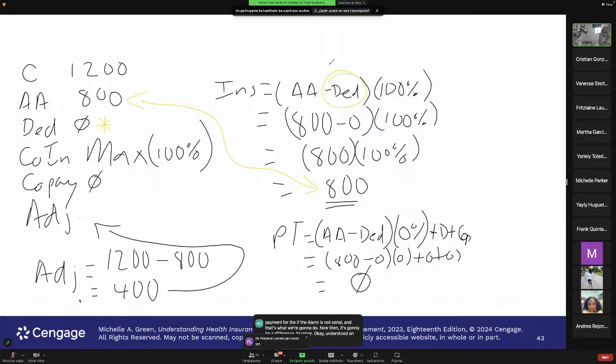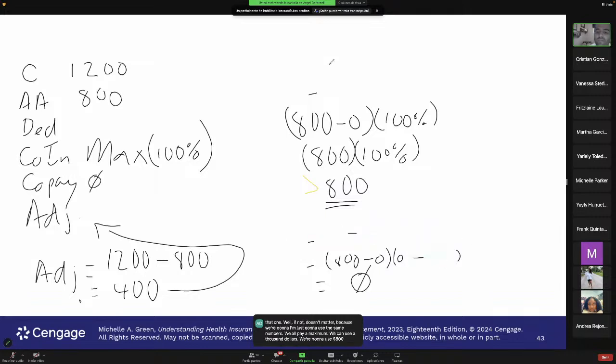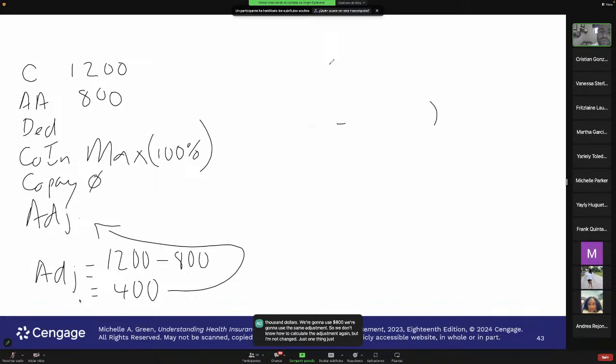Well, if not, doesn't matter because we're going to do it again. Okay? So I'm going to do it again. I'm just going to use the same numbers. We're going to pay at a maximum. We're going to use $1,000. We're going to use $800. We're going to use the same adjustment, so we don't have to calculate the adjustment again. But I'm going to change just one thing just to show you what could happen.